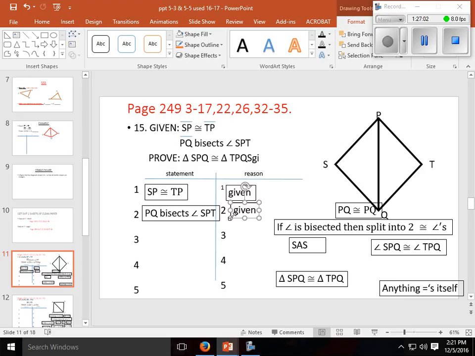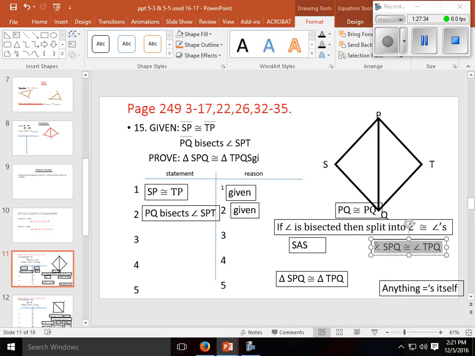PQ bisects angle SPT. So when you know an angle is being bisected, look at our picture up there. See the picture where I was marking everything? When that angle is being bisected, what's happening to an angle when it's being bisected? Somebody help him out. Don't tell him the answer, but what's happening? Split into two equal angles. So what should you be looking for? Two congruent angles. Do you see anywhere where it's got two congruent angles? That looks like a triangle. Oh, wait, never mind. Right here.